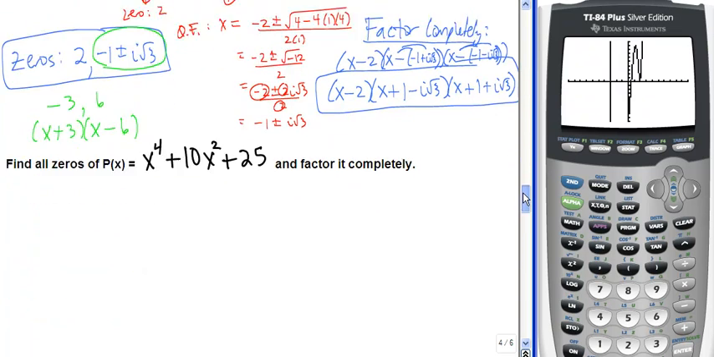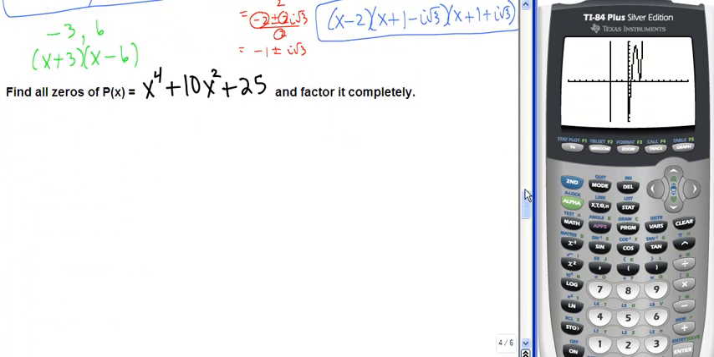Alright, let's try another example. Find all the zeros of x to the 4th plus 10x squared plus 25 and factor it completely. So what I like to do on these factoring problems is I always try to factor this as much as I can first using any of the factoring strategies that we already know, and then if I can't factor it any further like I'm used to, then that's when I break down and bring out my algebra.